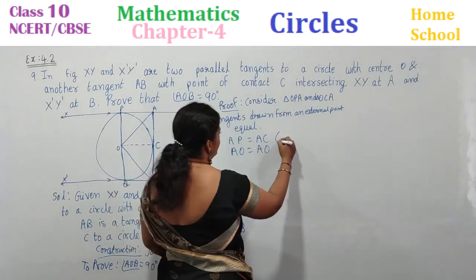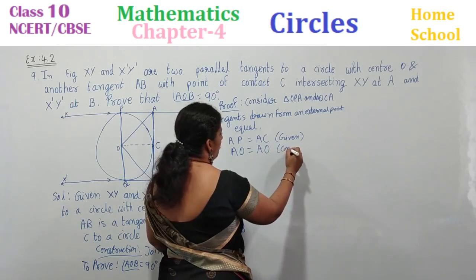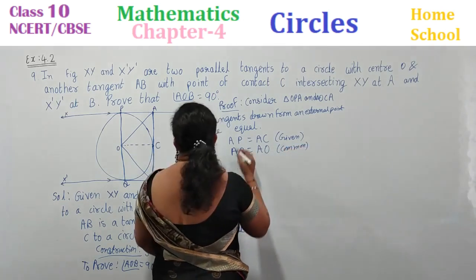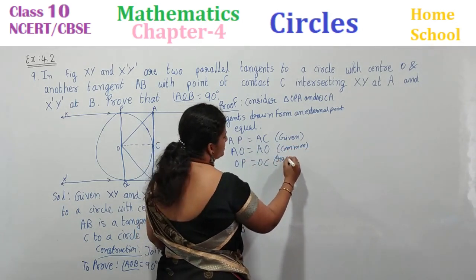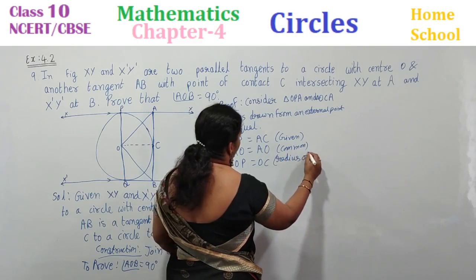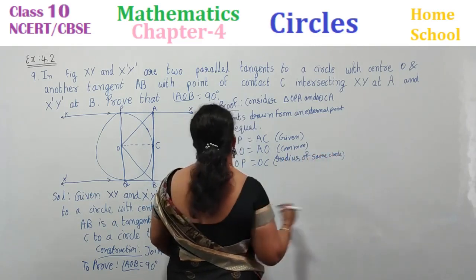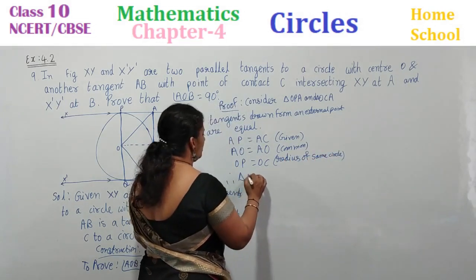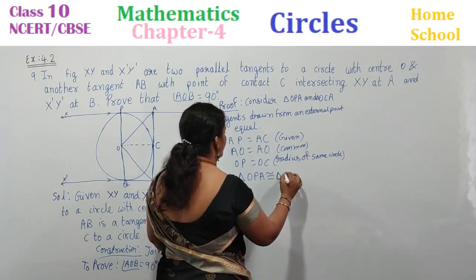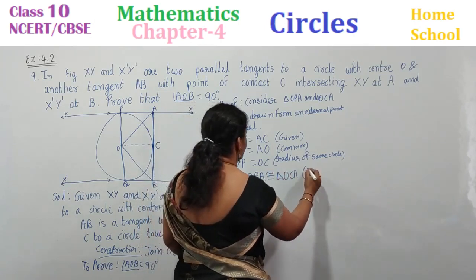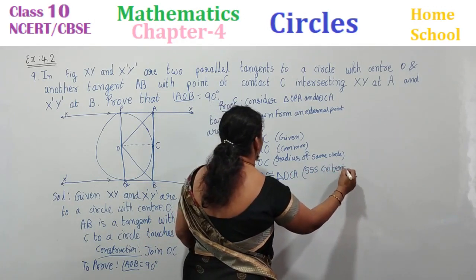These tangents, how can I say equal? Given. And how can I say AO equal to AO? Common. One more. OP is equal to OC. Radius of the same circle. Radii of the same circle are equal. Therefore, triangle OPA is congruent to triangle OCA. By which criteria? SSS criteria.